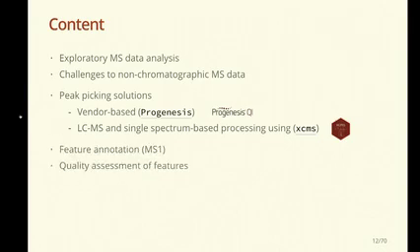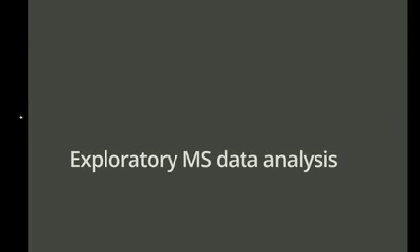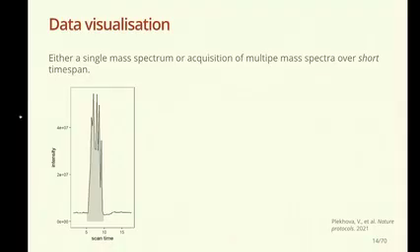And then we'll discuss the feature annotation only on an MS1 level, to show that indeed we can have some results, discuss a bit of the quality assessment of features. Is it a true biological peak? Is it not? How can we know? And then we'll discuss a bit of the alternative approaches to the data preprocessing that we've been developing in Ghent and how they might add an extra perspective to what is already available and how we can uncover more from the raw data. So first, some exploratory MS data analysis.